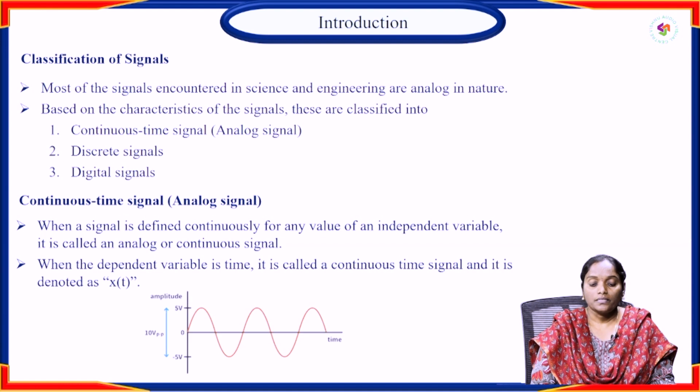You can see the figure, this indicates the analog signal. It is a continuous sinusoidal waveform which has a peak to peak amplitude of 10 volts, positive side 5 volts and negative side minus 5 volts. This signal continuously varies with respect to time. This is the example for the continuous time signal.